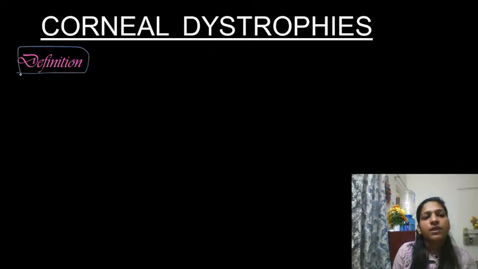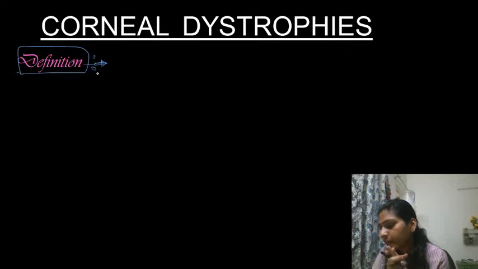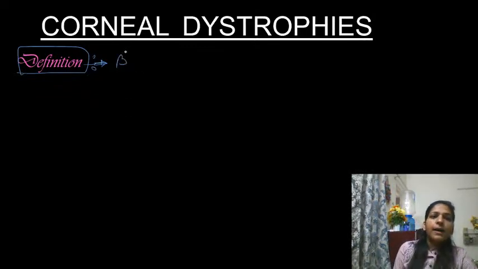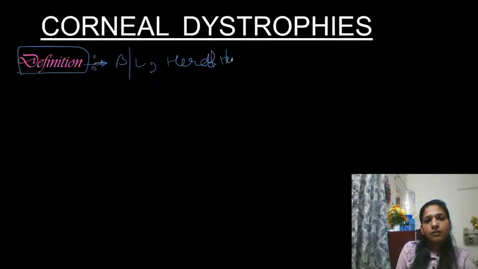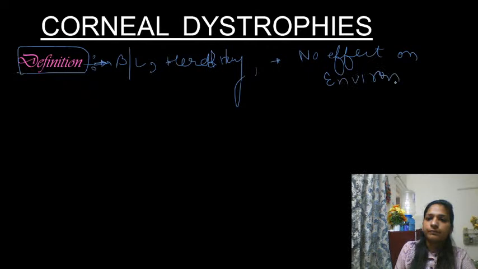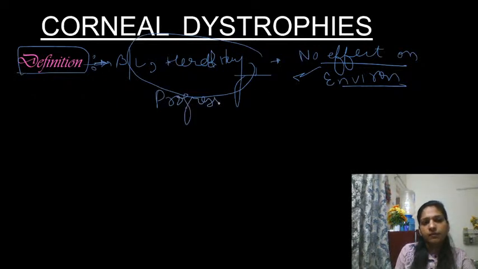Okay, so the definition of corneal dystrophies. Can anyone tell me the features of corneal dystrophies? Any one of you? Adyut, Devansh, anyone? Please tell me the features of corneal dystrophies. These are bilateral conditions, hereditary conditions, with no effect of environment on them. Okay, these are bilateral and hereditary conditions of the cornea which have no effect of environment on them, and these are progressive. Sorry, these are non-progressive.